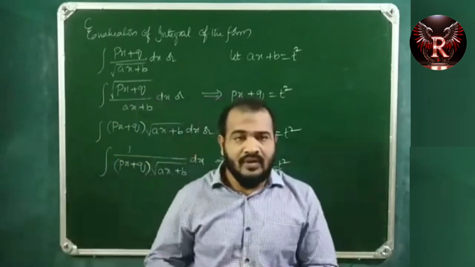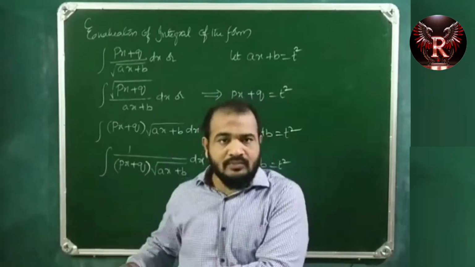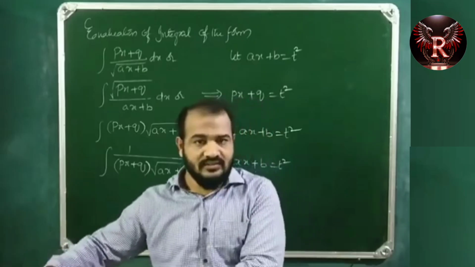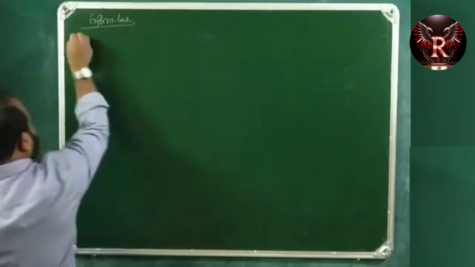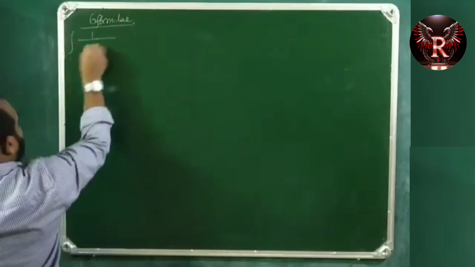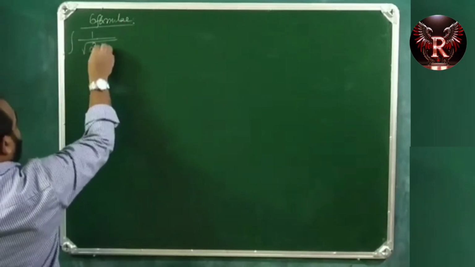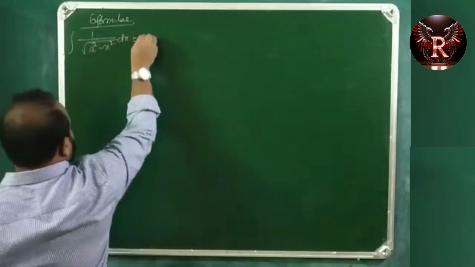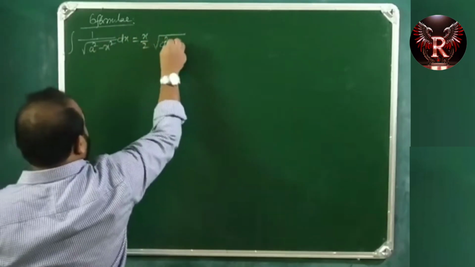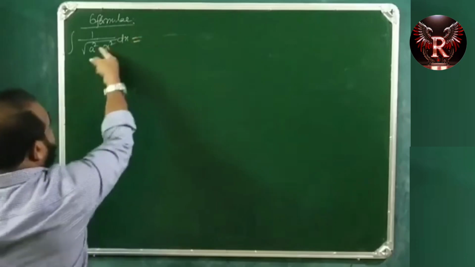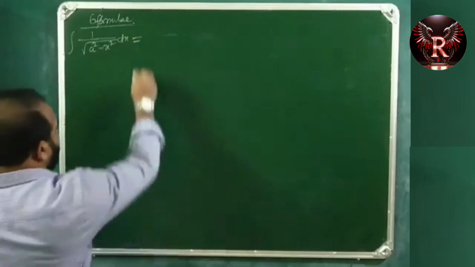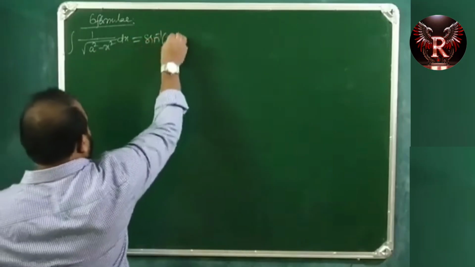So let us write all the formulae at one place before starting exercise B. These are the formulae we have learned so far, 6 formulae. That is integral 1 by square root of a square minus x square dx is sin inverse x by a plus c.